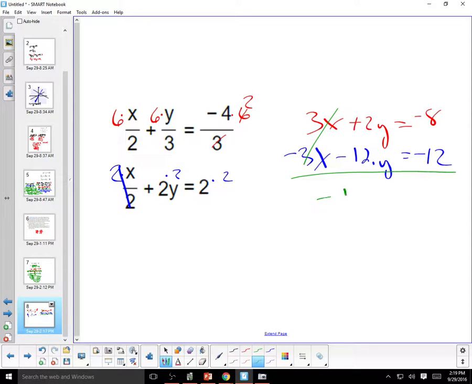Negative 10y equals negative 20. Y is 2. Okay? Take that, plug it back in, get your other variable. Can you plug in? Can you solve for x?